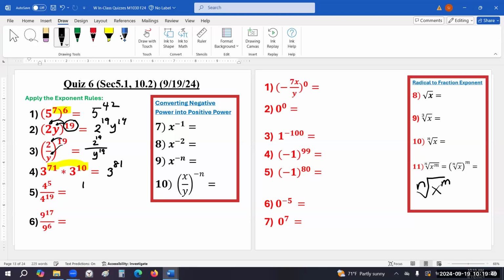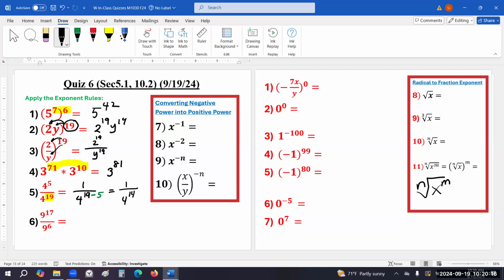Good job, Freshly. See, I said every time, wherever you have the bigger power, keep that on its position. So we have 4 to the 19 bigger. We want to keep our 4 to the 19 on the denominator and then subtract the numerator. So it's 1 over 4 to the 14.